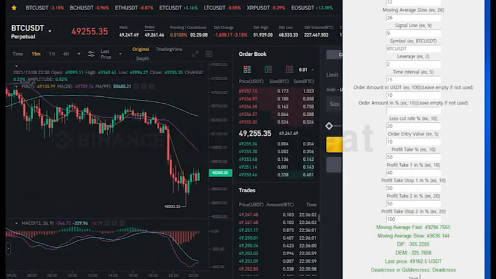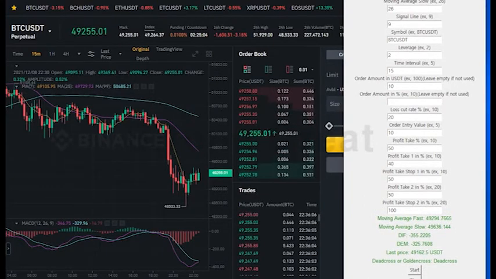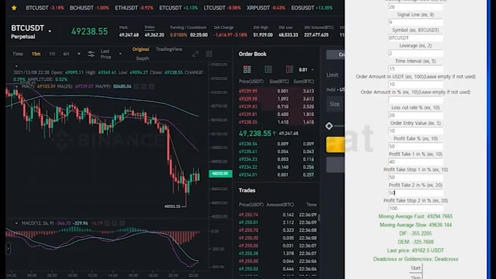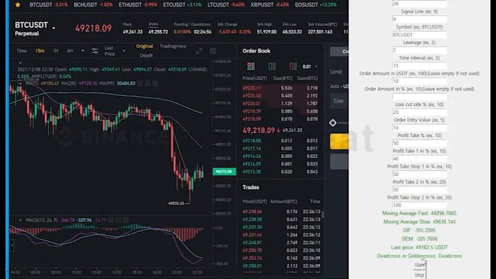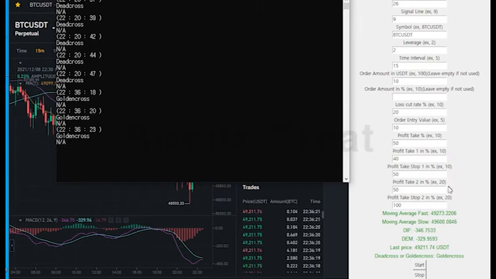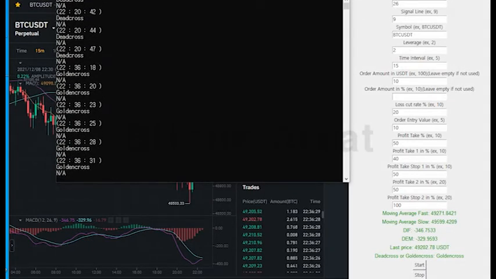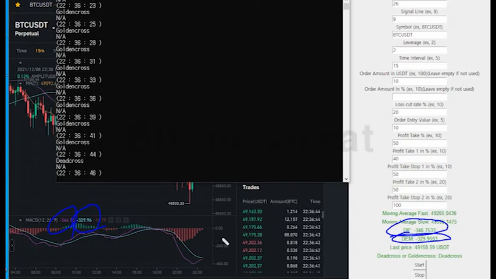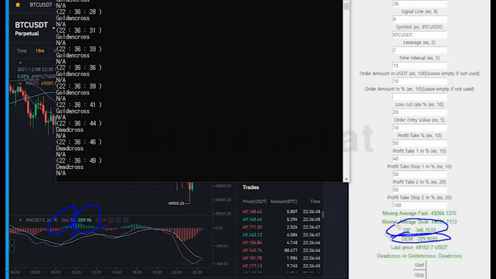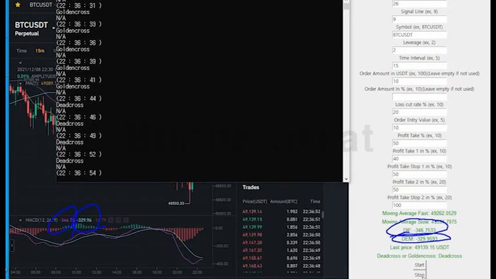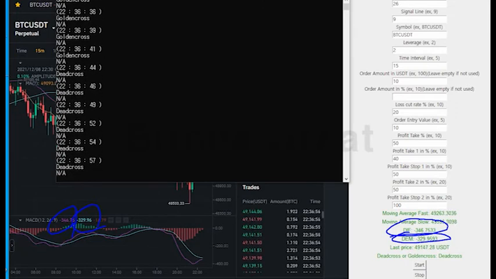If you press start here, this program runs, and you should check whether this part is in line with the live data. It seems these two numbers are the same, so this program is good. You can start by pressing the start button, and you can stop this program by pressing the stop button. So this is very simple.